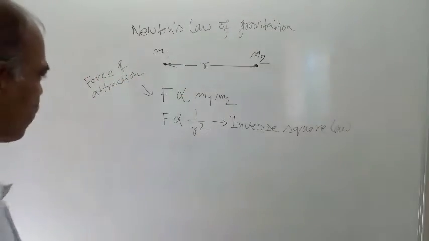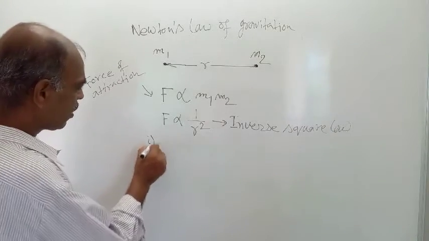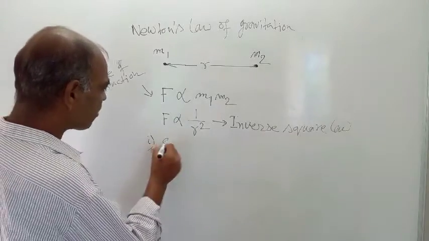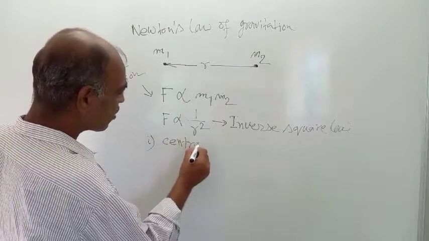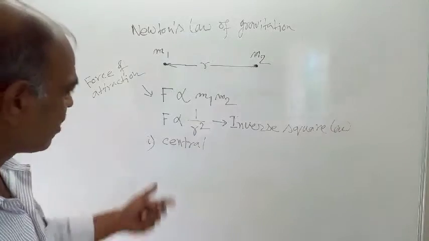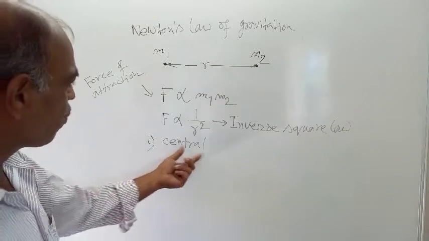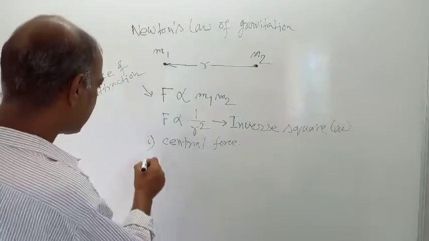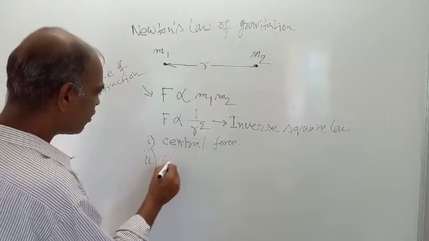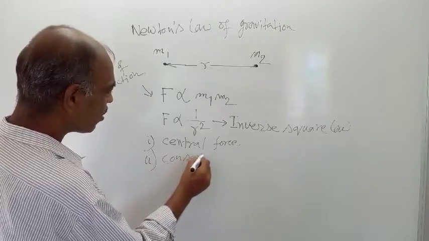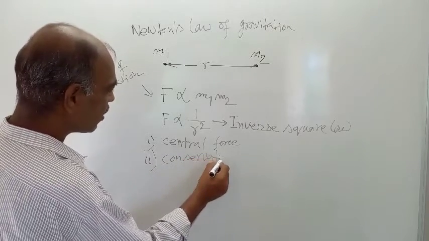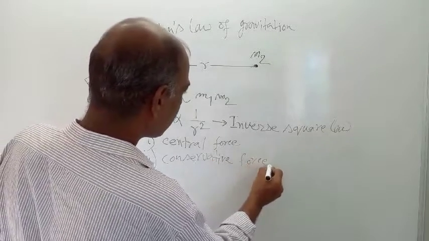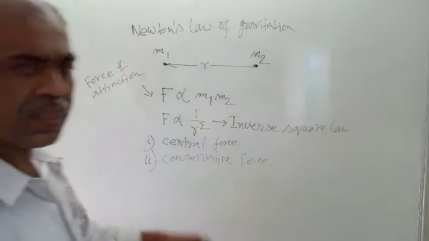Next, the nature of the forces. Number 1, nature of the gravitational force. First, it is central in nature. In the next video lecture, I'll explain all these things. The force is central in nature. This is a central force. Second, this force is conservative in nature. The force of attraction is conservative in nature.